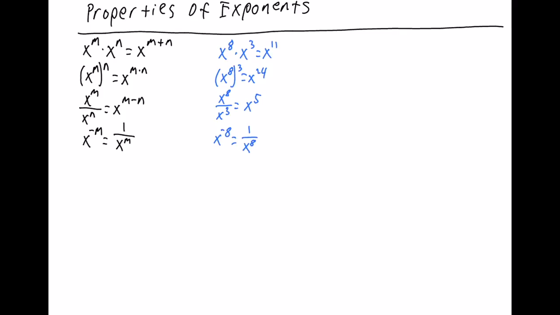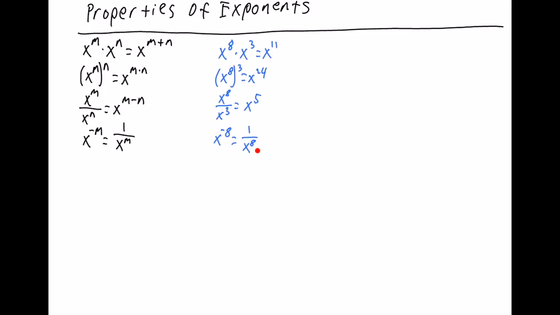Next is when you raise a variable to a negative exponent, you bring it down to the bottom of the fraction. If there's no fraction, you just do 1 over and bring it to the bottom of the fraction. So example here, x to the negative 8 would be 1 over x to the 8.